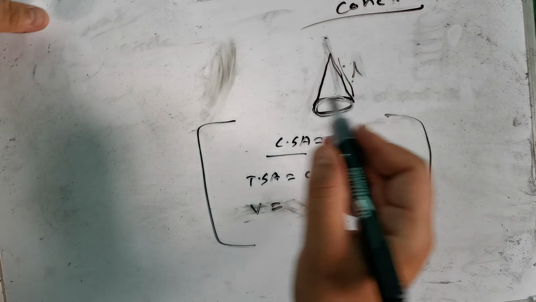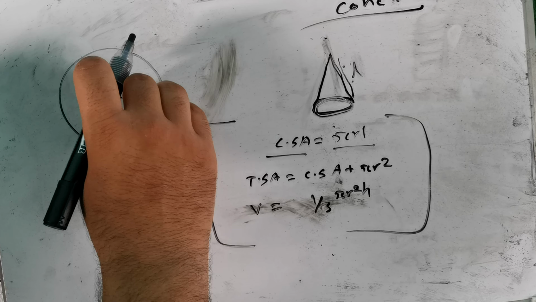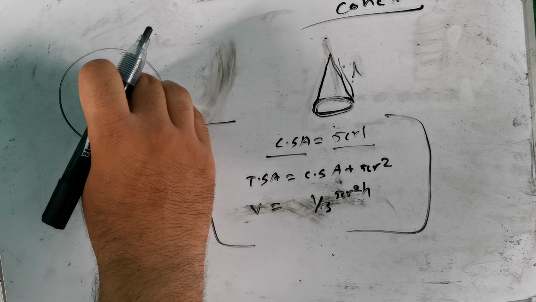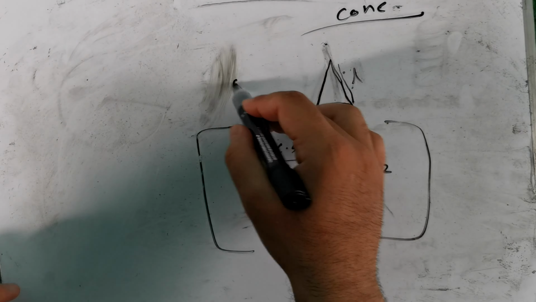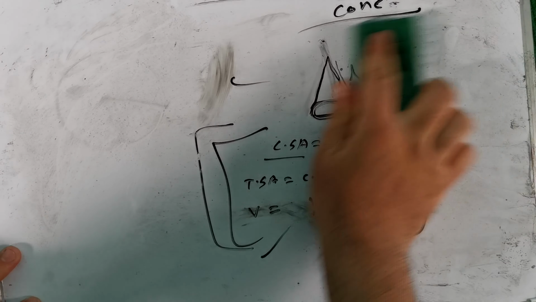And do you know pizza? Let us suppose this is pizza, and this is the center of the circle. You have to remember the formula, guys. I don't know whether 1 mark or 2 marks will come in your exam.